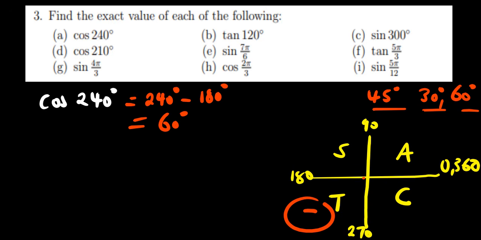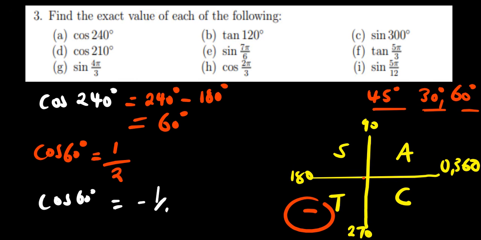Now cos 60 degrees is just, as we said, 1 over 2. So that is the answer. But we're saying it is in the third quadrant, where only tan is positive. So our answer cos 240 degrees will be equal to negative 1 over 2. So that's how we solve this one.